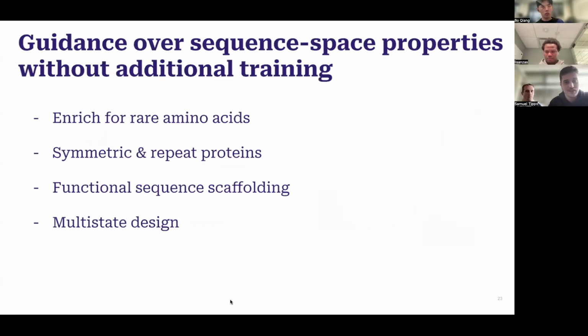So we tackled 4 different design goals in the paper, where first we wanted to enrich for rare amino acids that were underrepresented in inference time for ProteinGenerator. We designed symmetric and repeat proteins, we scaffolded functional sequences into proteins, and then we also did multi-state design with ProteinGenerator. So we'll just kind of walk through the experimental data for these 4 design goals.